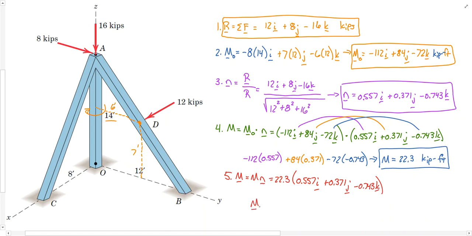And if you write that vector out, M is 12.41 in the i plus 8.28 in the j, and then minus 16.55 in the k, kip-feet. We'll get this one right.